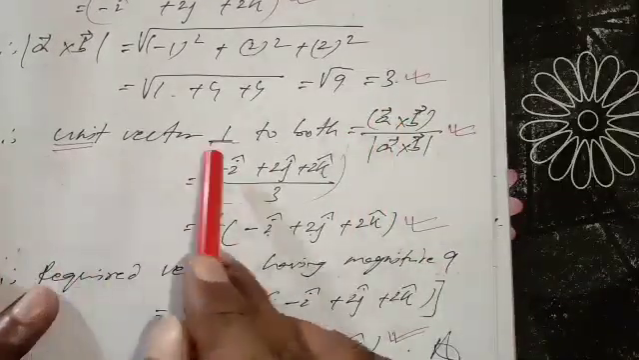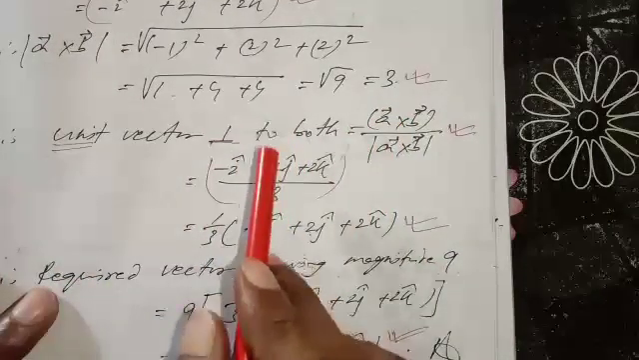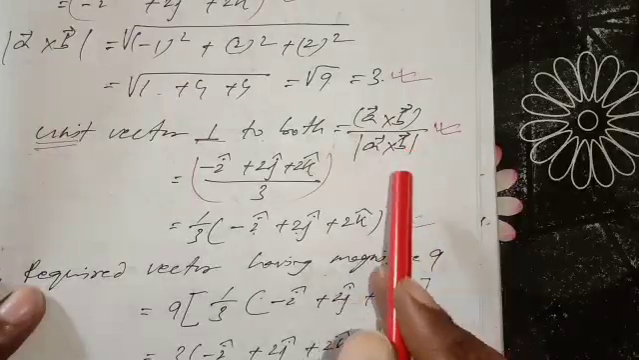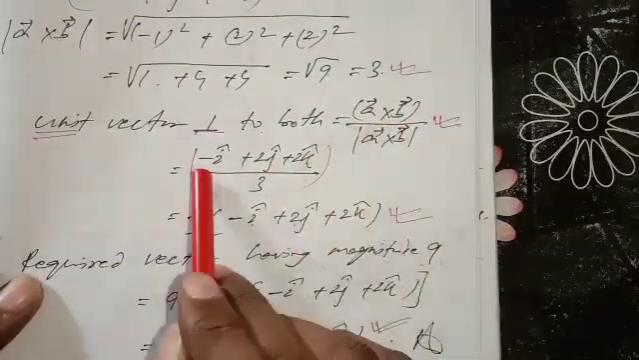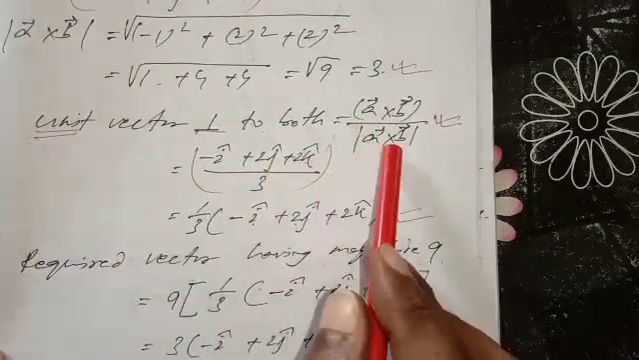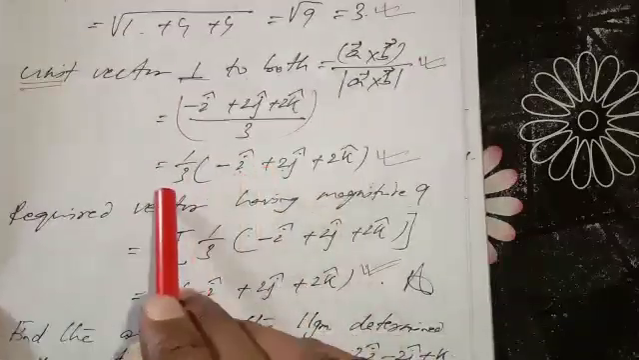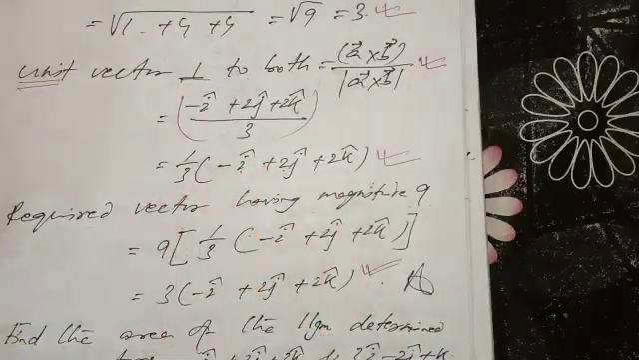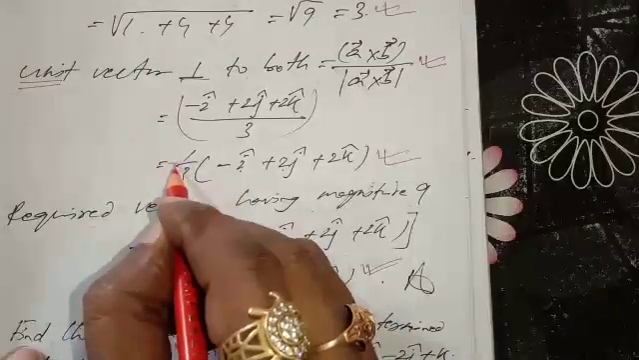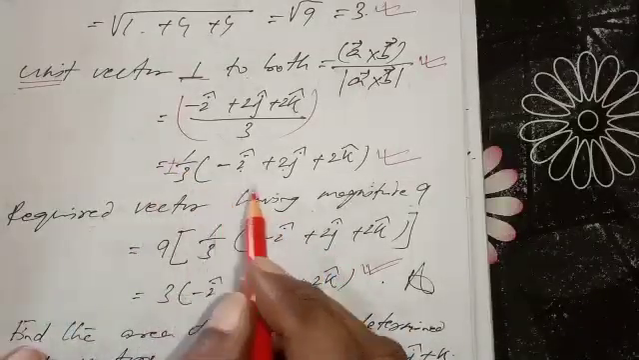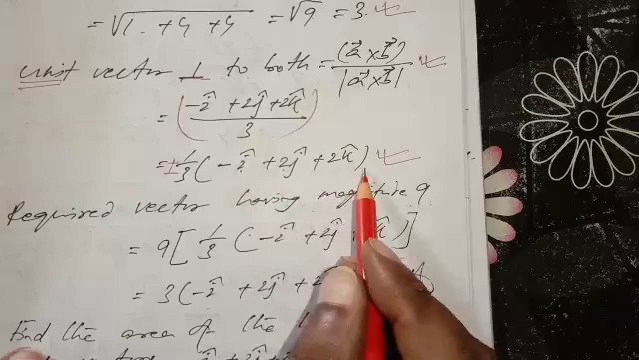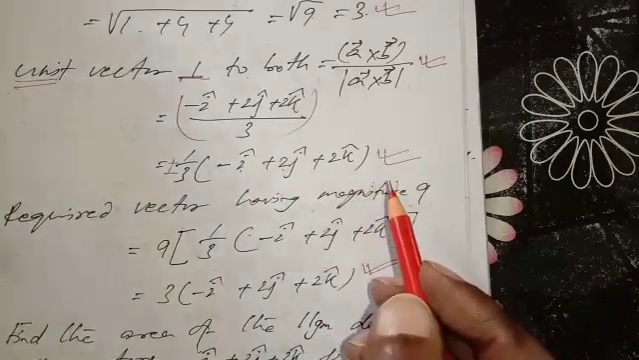Then the unit vector perpendicular to both vectors A and B has the formula A cross B by magnitude of A cross B. What is A cross B? That is minus i plus 2j plus 2k, divided by the magnitude of A cross B, which you got as 3. It means plus or minus 1 by 3 into minus i plus 2j plus 2k. This is the unit vector perpendicular to the vectors A and B.